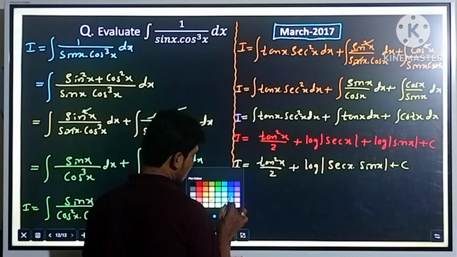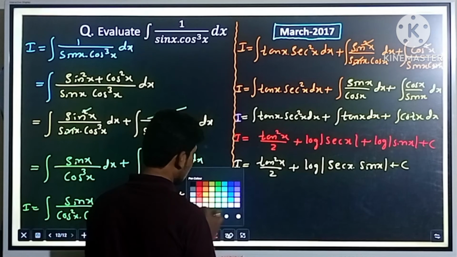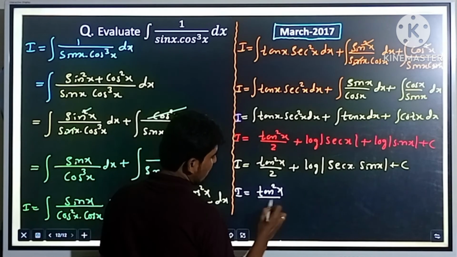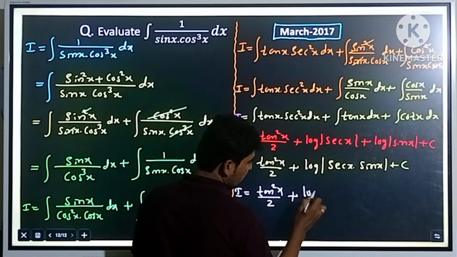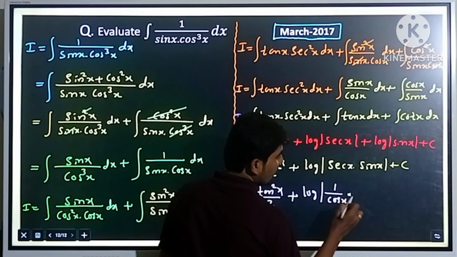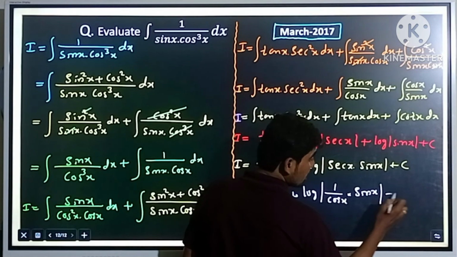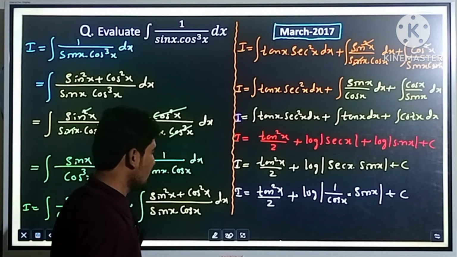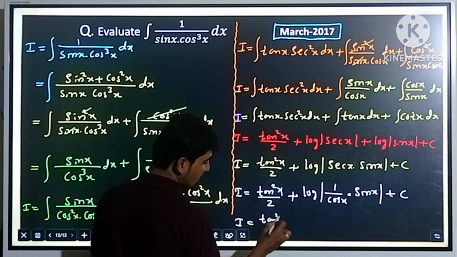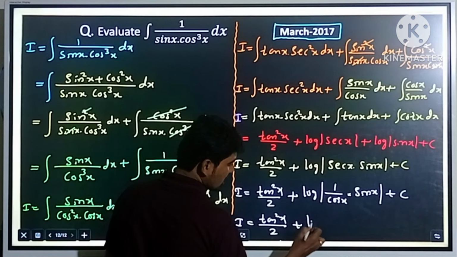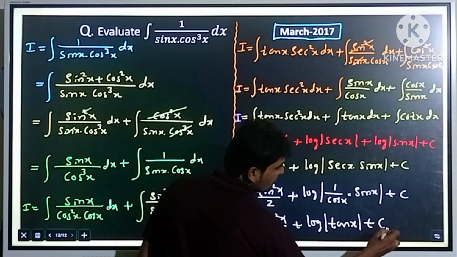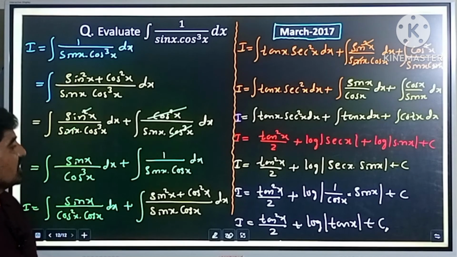Now I is equal to tan square x divided by 2 plus log of secant x, which can be written as 1 divided by cos x into sin x plus c. Now, the final answer for this given integration problem is I equals tan square x divided by 2 plus log of sin x divided by cos x, that is tan x, plus the integral constant c. I hope all of you understood.